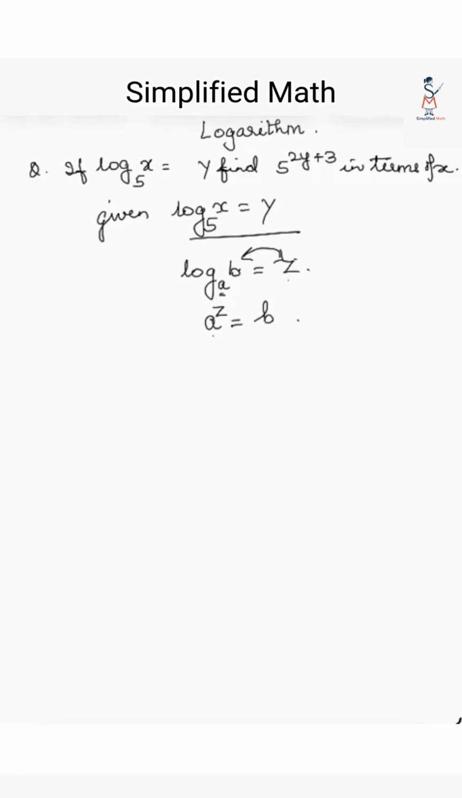So how will we write this? Log x to the base 5, we can write 5 raised to the power y is equal to x. Fine. Now what we have to find? To find 5 raised to the power 2y plus 3.